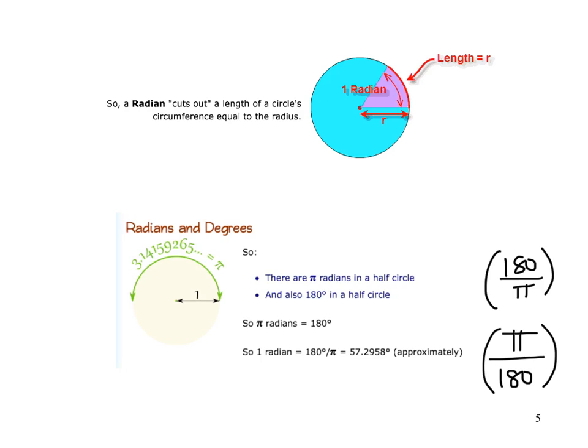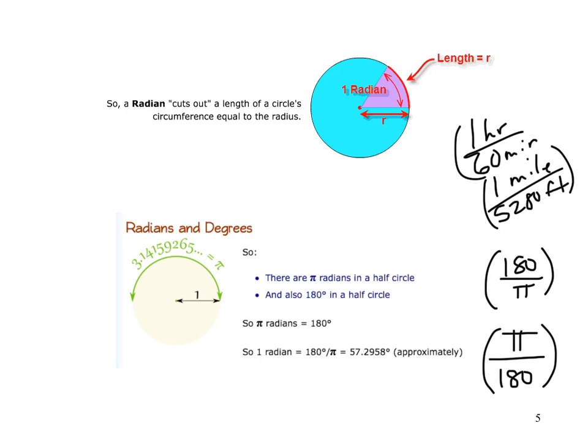And if you think in science, you should remember conversion factors. You could have like 1 hour, 60 minutes, or 1 mile, 5,280 feet. Those are all conversion factors, and you use that to convert units. But these are the ones you'll use for degrees and radians.